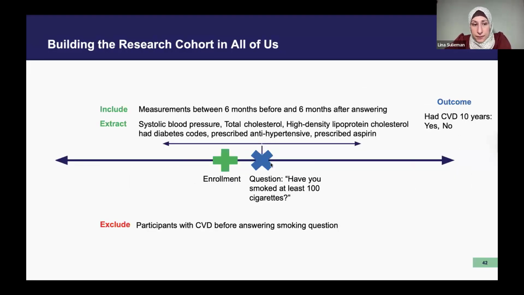Okay. So from that point, we collected the measurements 6 months before and 6 months after they answered the survey. For example, if they have a systolic blood pressure measurement within 6 months, say 4 months before they answered the questions, or 3 months after, both of those were included in our analysis. So we extracted the surveys, systolic blood pressure, total cholesterol, HDL, and whether the participants were prescribed any antihypertensive medications before, and whether they were prescribed aspirin.